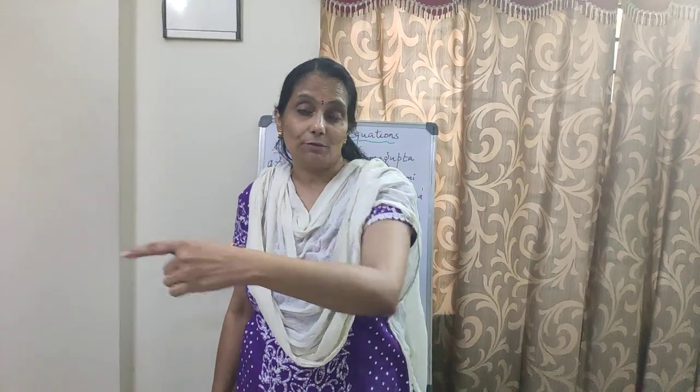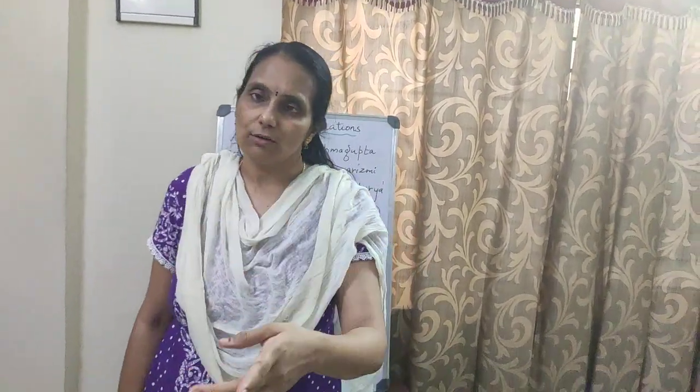Let's see the other type of classification. The other type of classification is based on the degree of the polynomial. What do you mean by degree? Degree is nothing but the highest power of the variable in a polynomial. When I say x cube minus 5x square plus 6, what is the highest power here? 3, isn't it? So 3 is the degree of the polynomial.